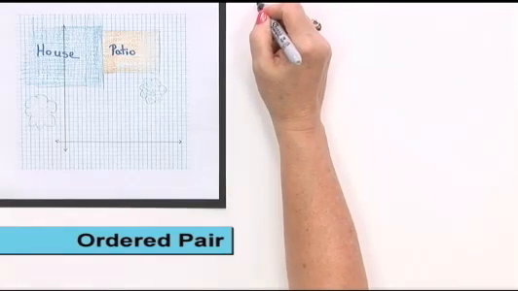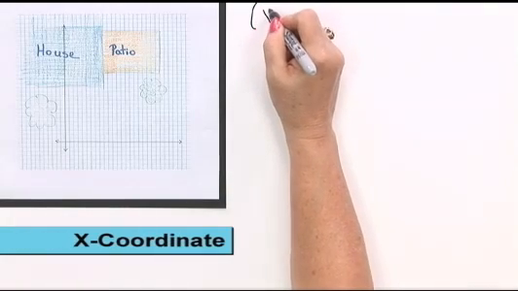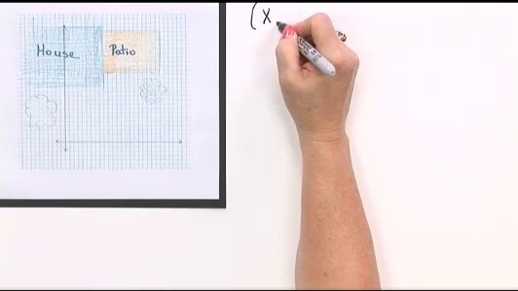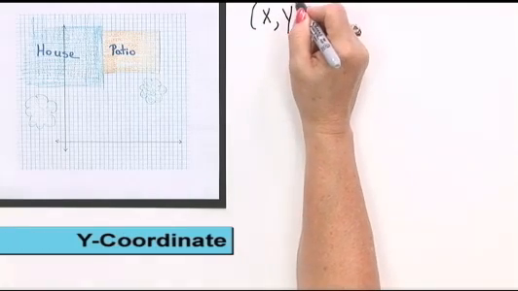A coordinate plane is formed by the intersection of a horizontal number line called the x-axis and a vertical number line called the y-axis. The x-axis and y-axis meet at a point called the origin. Points in the coordinate plane are represented by ordered pairs. The first number in the ordered pair is the x-coordinate, and the second number in the ordered pair is the y-coordinate.